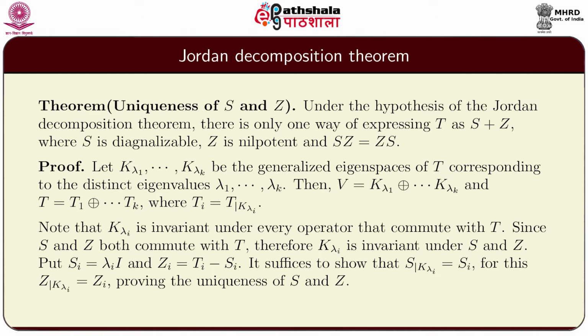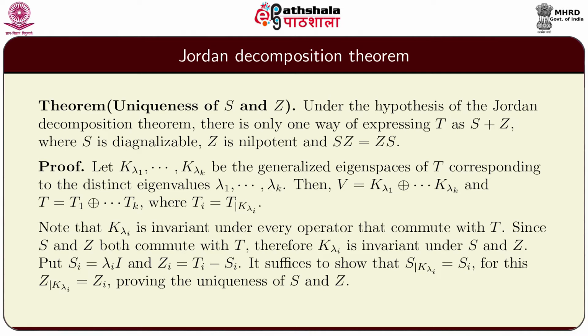Now we talk about the uniqueness of these operators S and Z. Under the hypothesis of the Jordan decomposition theorem, there is only one way of expressing T as S plus Z, where S is diagonalizable, Z is nilpotent, and SZ is equal to ZS.